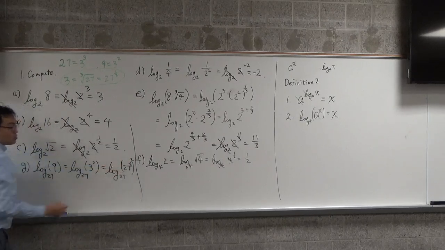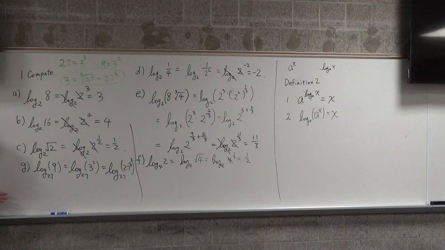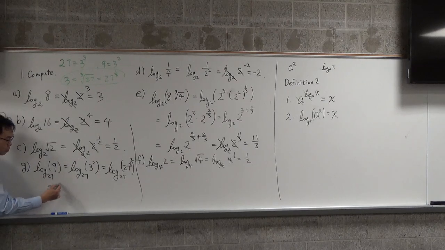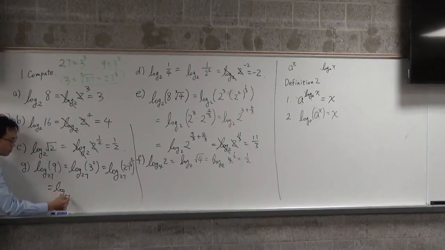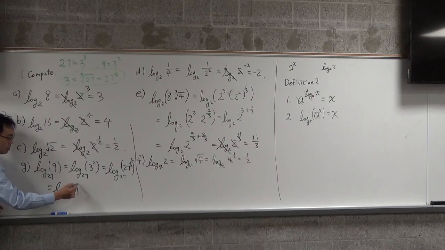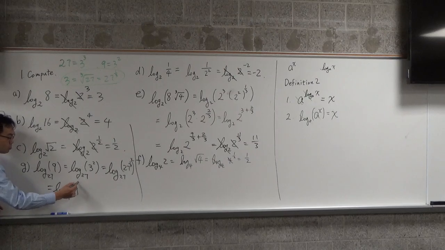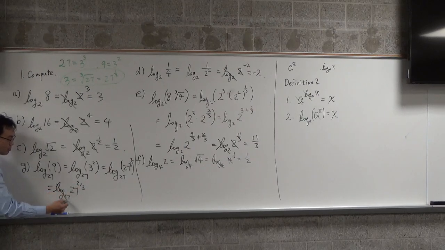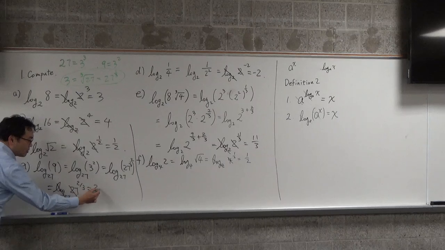Okay. All right, what's the rule? If you have a 1/3 and a 2, you multiply. So what do you get? Log 27 of 27 to the what power? 2/3. And after canceling, you get 2/3.